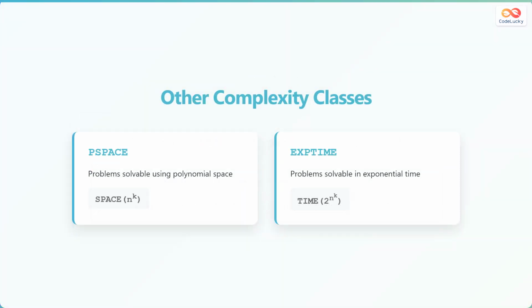Beyond P and NP, there are other complexity classes worth mentioning. First, space. These are problems solvable using polynomial space. It has a complexity bound of space of n to the power of k. Second, EXPTIME. These are problems solvable in exponential time. It has a complexity bound of time of 2 to the power of n to the power of k.